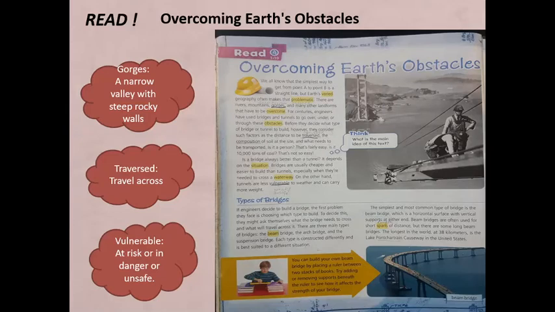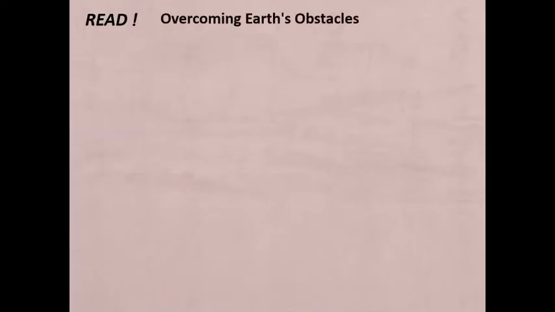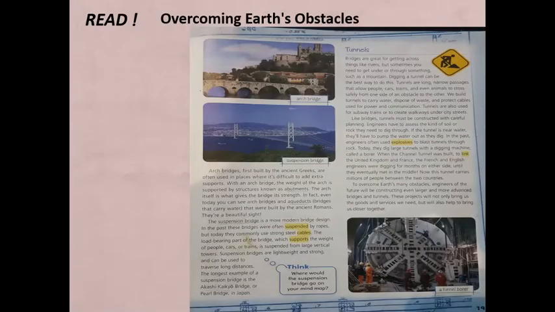The simplest and most common type of bridge is the beam bridge, which is a horizontal surface with vertical supports at either end. Beam bridges are often used for short spans of distance, but there are some long beam bridges. The longest in the world, at 38 kilometers, is the Lake Pontchartrain Causeway in the United States. You can build your own beam bridge by placing a ruler between 2 stacks of books. Try adding or removing supports beneath the ruler to see how it affects the strength of your bridge.